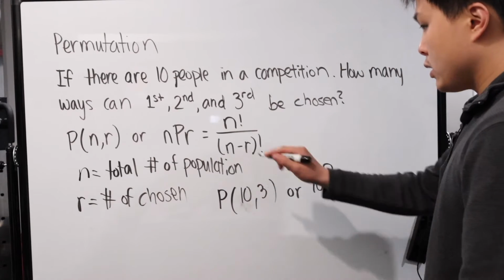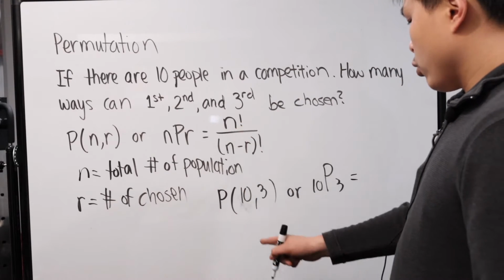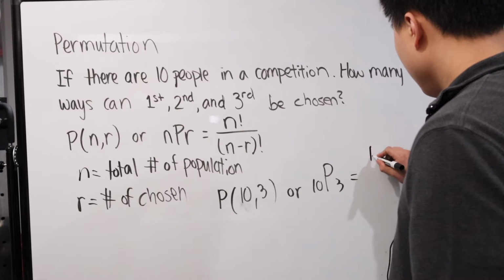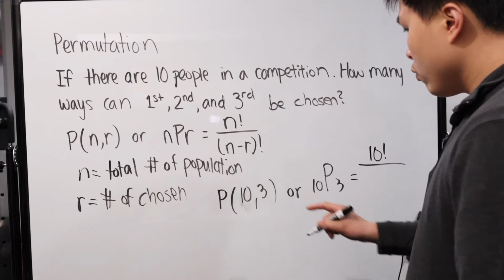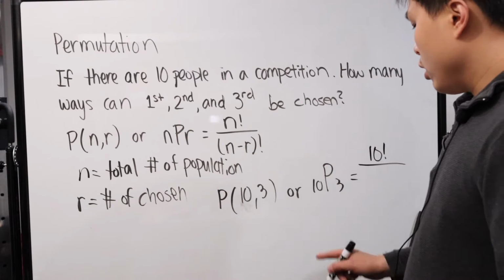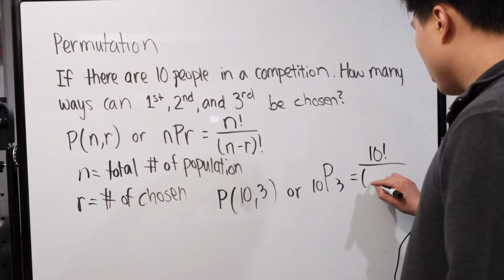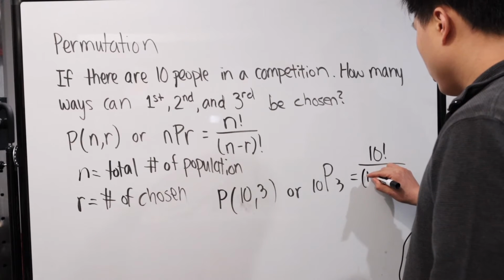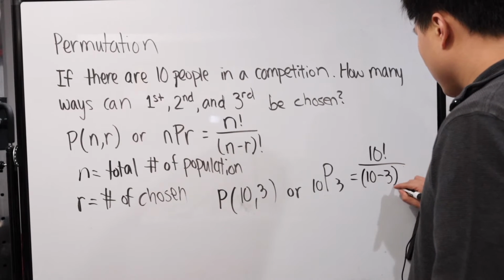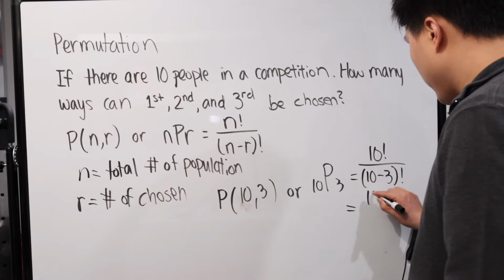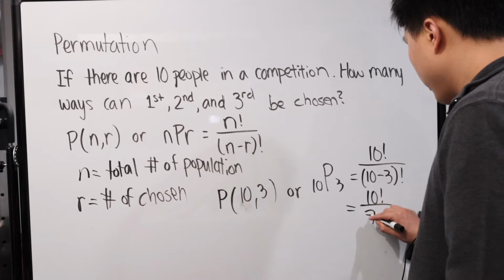And basically what it's saying is that you have n factorial, in this case 10 factorial, over n minus r factorial. So it's going to be 10 minus 3 factorial, or 7 factorial, right? Let's just do 10 minus 3 factorial so you guys can see it, and then I'm just going to simplify it. 10 factorial over 7 factorial.